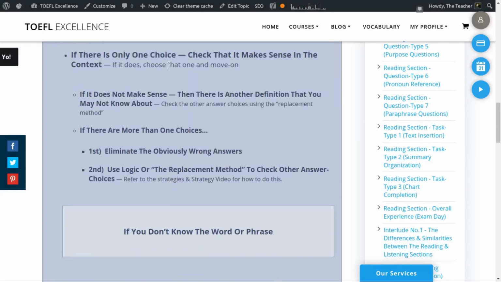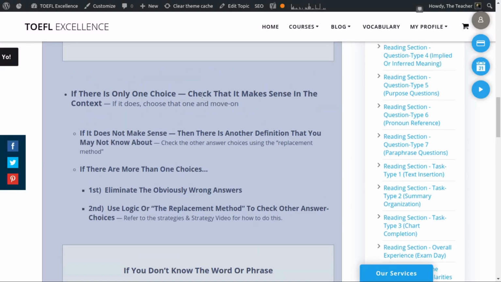If there's only one choice that makes sense, then don't just immediately choose it and move on to the next question, because it's possible that there is another definition of that word or phrase that you do not know. So if you do know it and you think that there's only one possible answer, before you just choose it and move on, check that it makes sense in the context. So pick the answer and then go back to the reading passage and make sure that it makes sense if you do the replacement method.